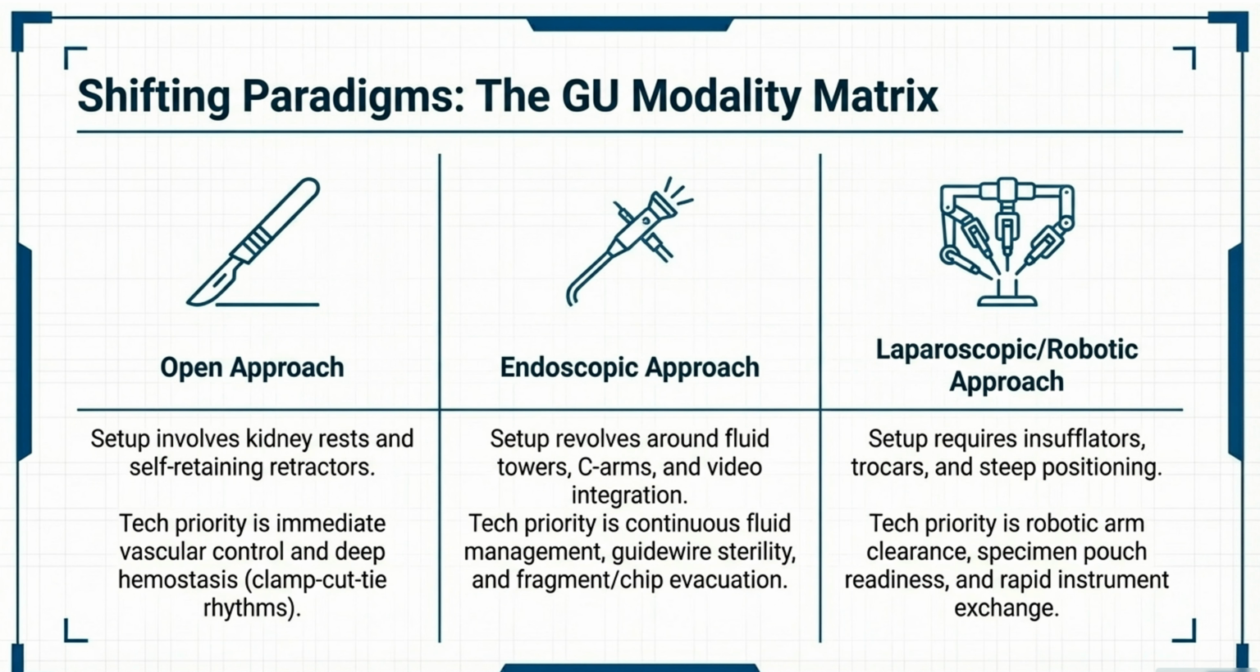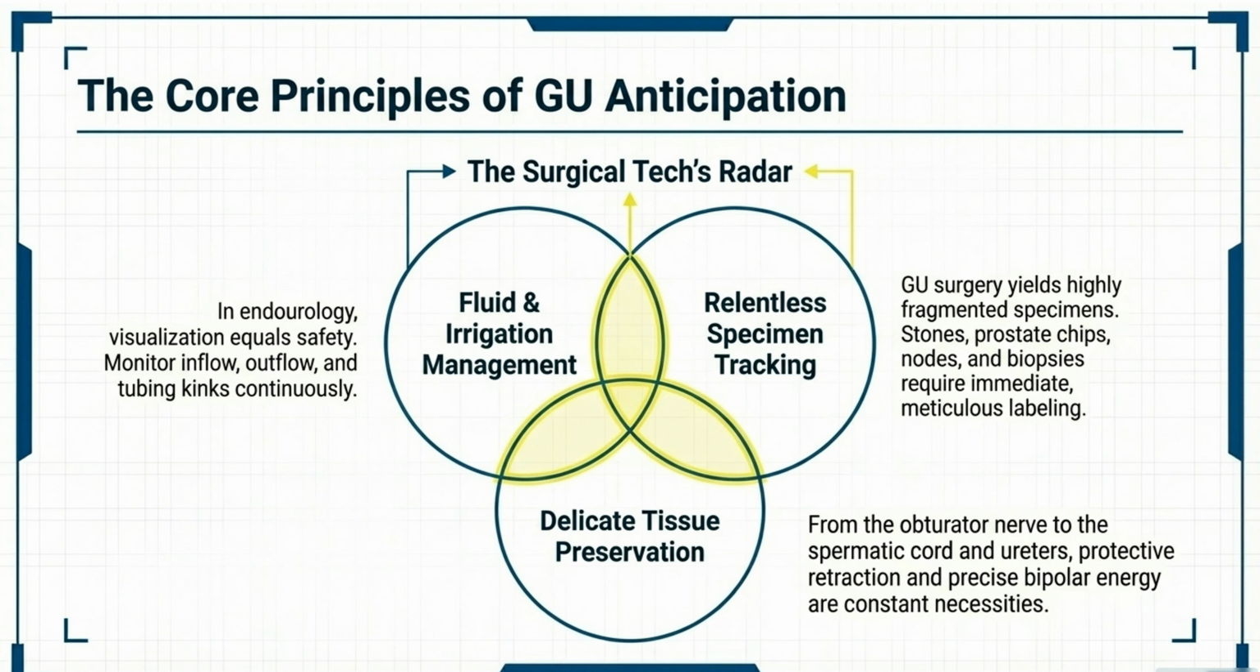There are three main surgical approaches. Technically, there's four, but I kind of group lap and robotic together. And then you have open and endoscopic. Open surgery emphasizes exposure and vascular control, while endoscopic procedures rely heavily on fluid management and visualization. Robotic and laparoscopic approaches require advanced setup and precise coordination. Each modality demands different priorities from the surgical technologist.